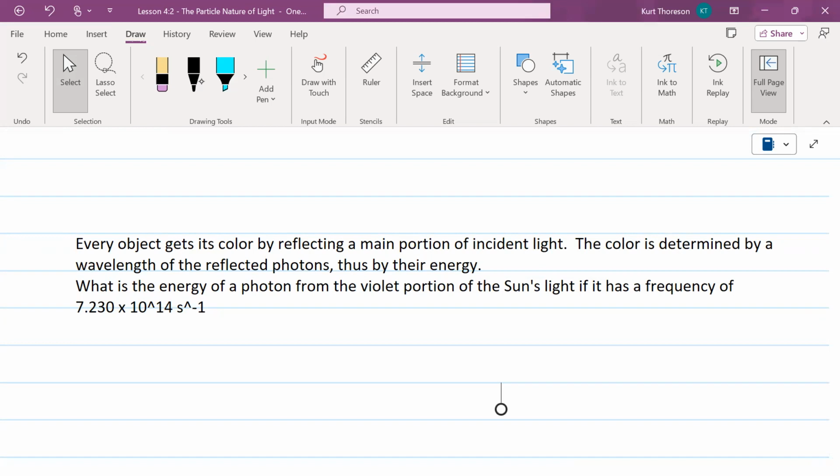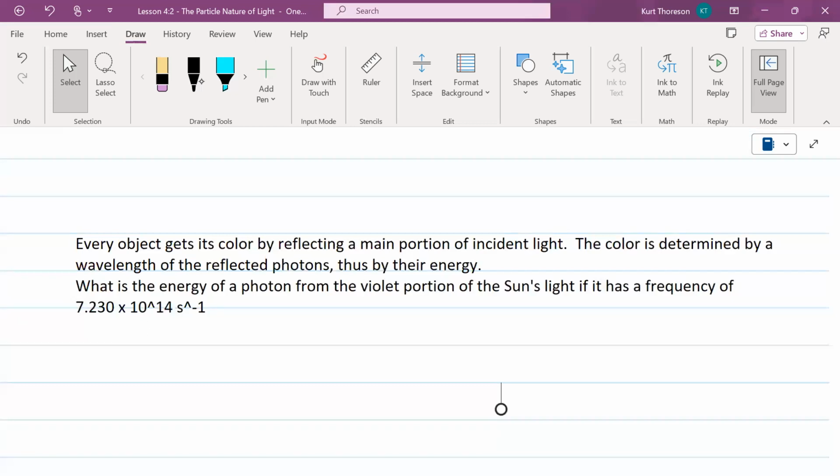Every object gets its color by reflecting a portion of incident light. The color is determined by the wavelength of the reflected photons, thus by their energy. What is the energy of a photon from the violet portion of the sun's light if it has a frequency of 7.230 times 10 to the 14th reciprocal seconds?